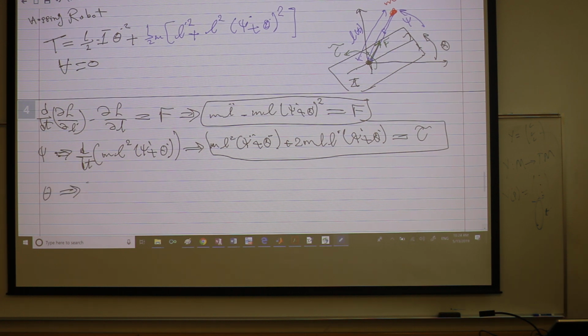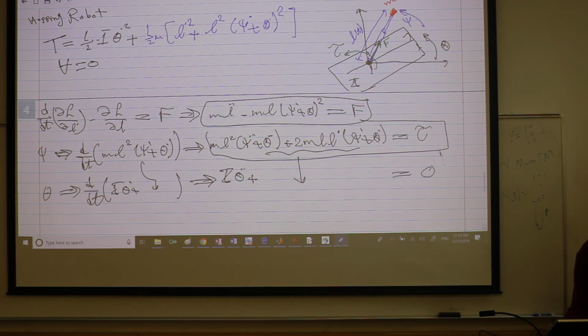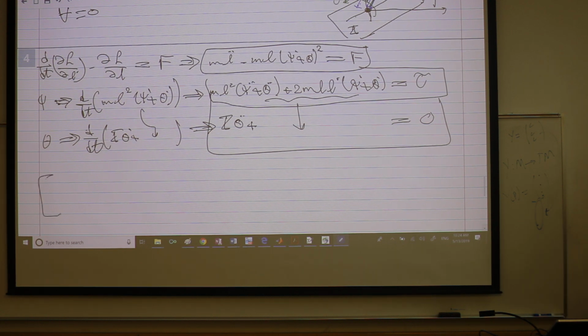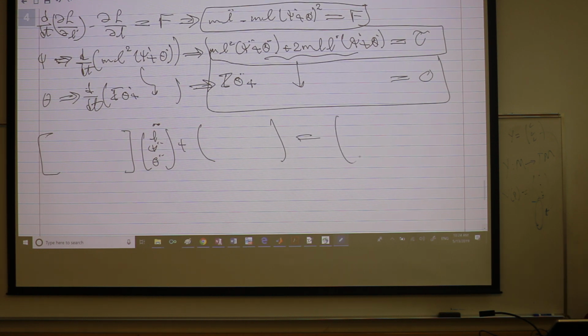For theta is very similar, it's actually d by dt. You get I theta dot plus the same term here. So you have I theta double dot plus these guys again equals 0. And you can lump them in our usual form, mass times acceleration plus some centripetal and Coriolis forces equals something in the force plus something in the torque. And we can fill that very easily.